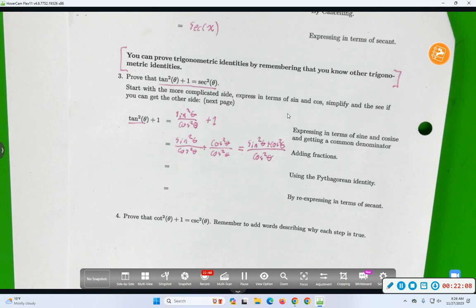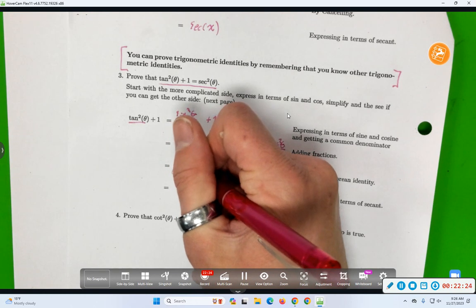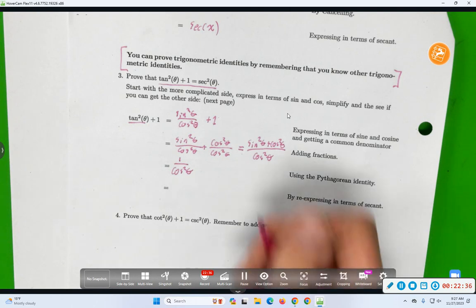Does an identity we already know look useful now? What's the numerator of that thing equal to? 1. And that's by the Pythagorean identity. Does that suddenly look simpler than the thing we started with? All right, that's progress towards something anyway. Let's see if it's progress towards what we actually want.